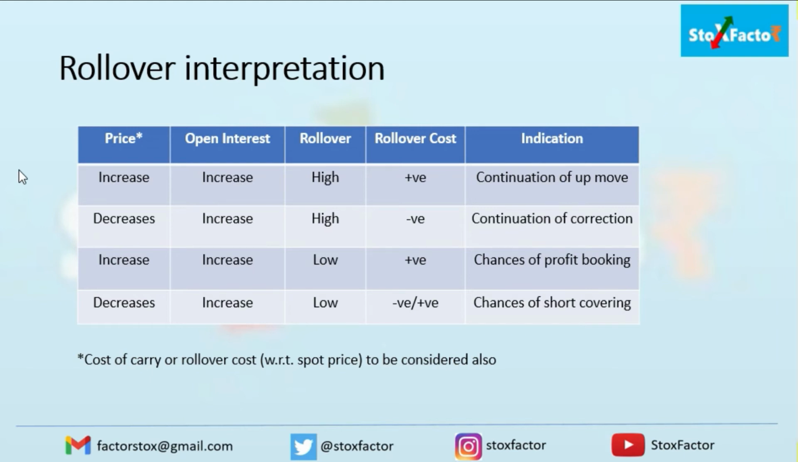Now coming to the third scenario: increase in the price, increase in the open interest, but the rollover percentage is very low. Now how can you identify that the rollover is low? You have to compare it with something, right?